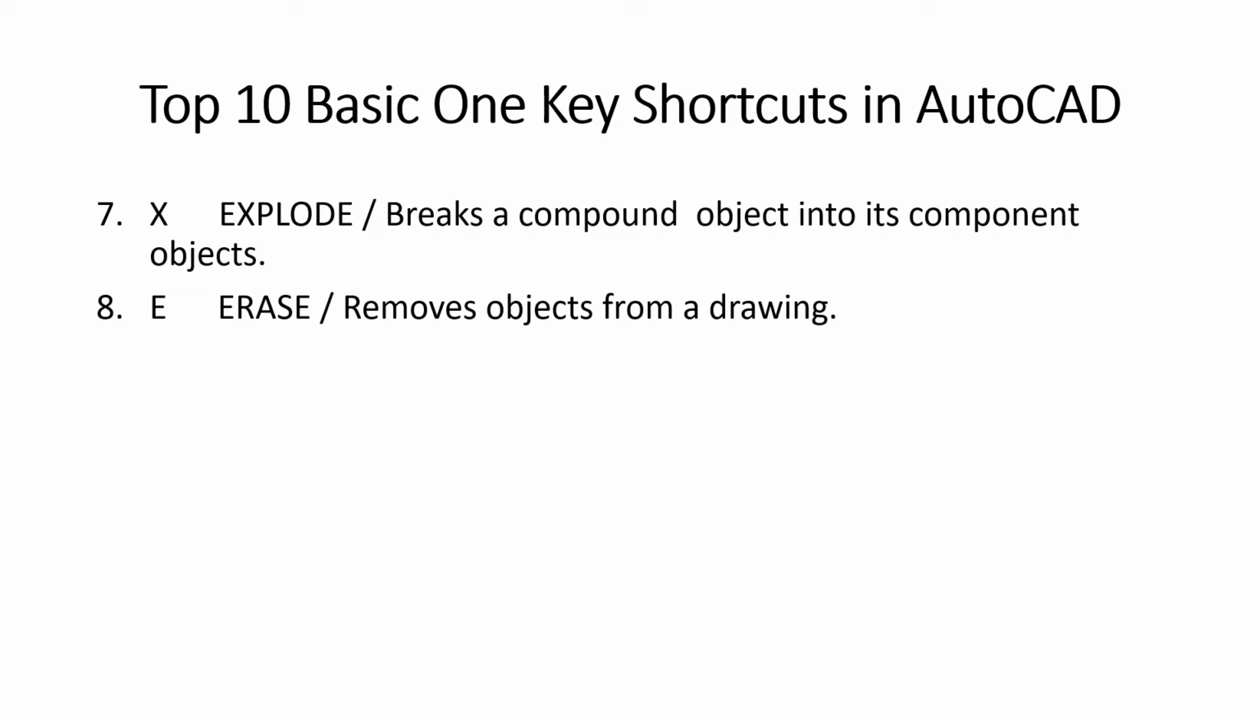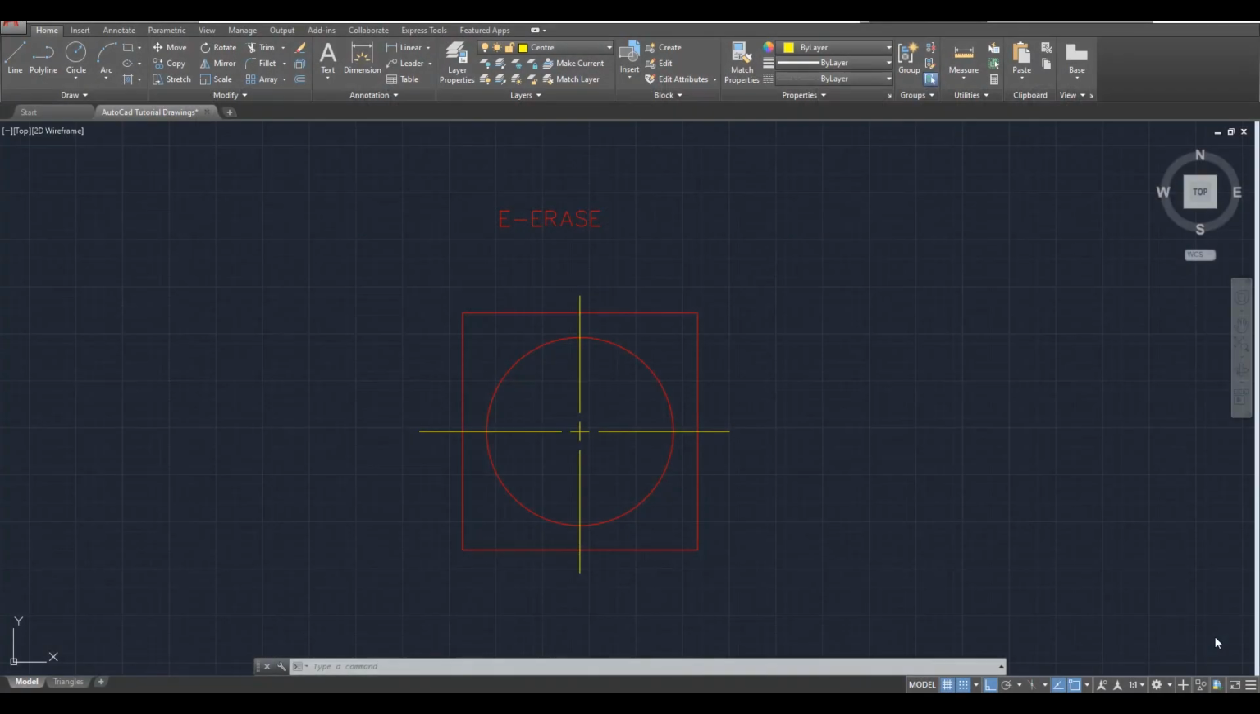E is for the erase tool, and this comes in at number 8. This removes objects from the drawing. Let's look at this and where this will be more advantageous than something, let's say, like the trim tool. Alright, so it is that time now when we'll be looking at the erase tool.